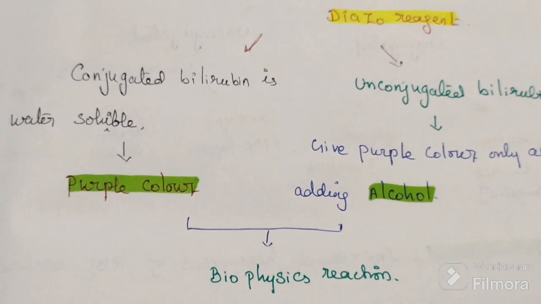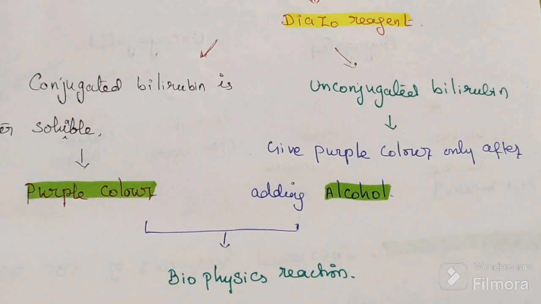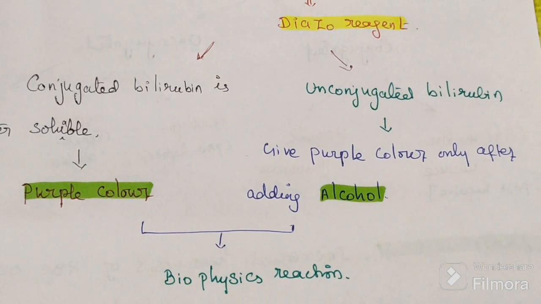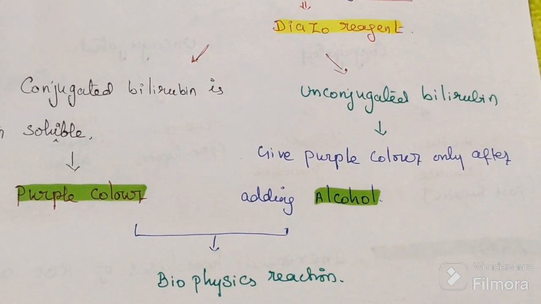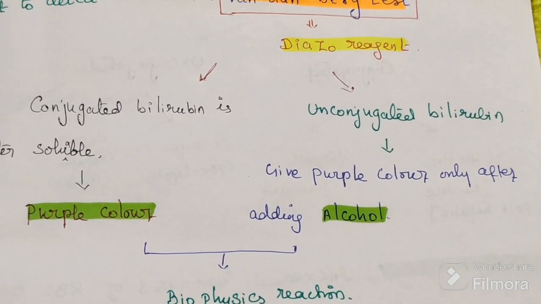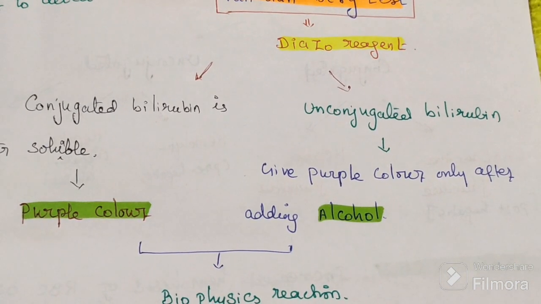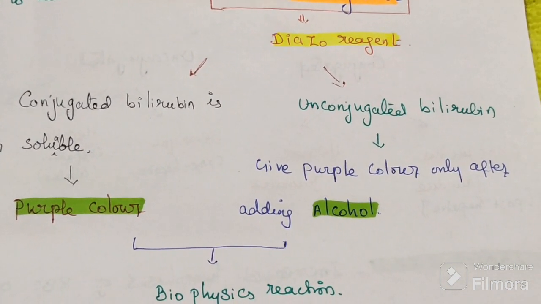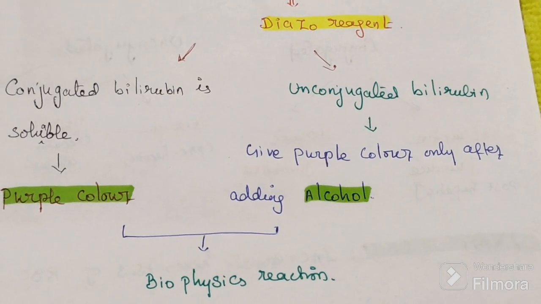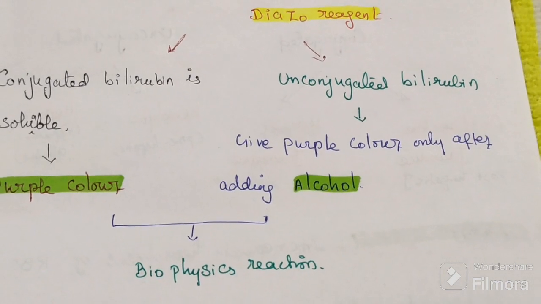If both conjugated and unconjugated bilirubin are present in the solution, then after adding alcohol it produces purple color. This type of reaction is called a biphasic reaction.